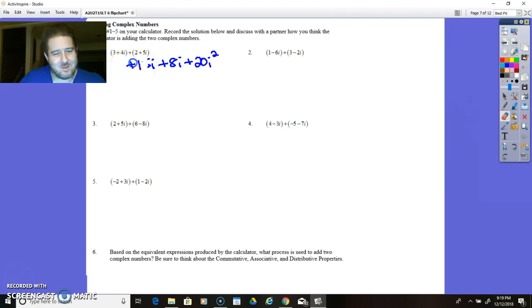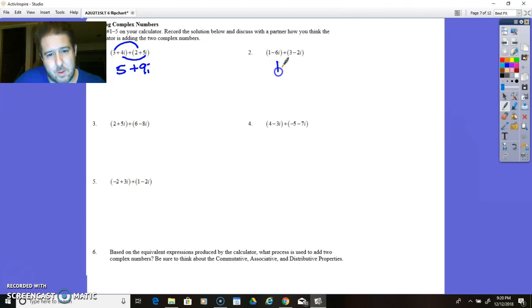With this mistake, you always need to be careful and notice which operation you are dealing with. This is not a multiplication, this is an addition question. So I'm going to combine like terms. 3 plus 2 is 5. 4i plus another 5i's makes 9i. It's just like the example I had done before.